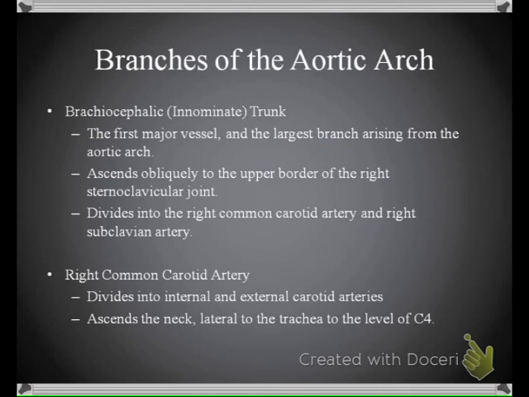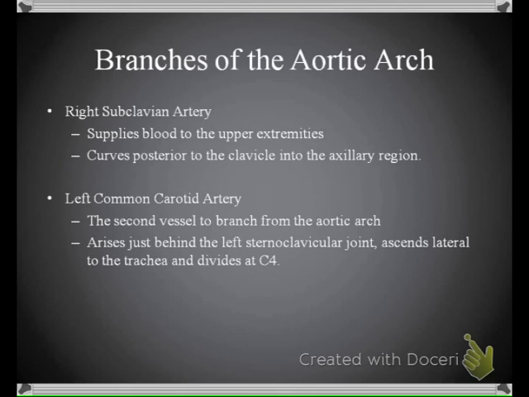So the branches of the aortic arch. We have the brachiocephalic, or the nominate trunk. It's the first major vessel and the largest branch arising from the aortic arch. It ascends obliquely to the upper border of the right sternoclavicular joint, and it divides into the right common carotid artery and the right subclavian artery. The right common carotid artery divides into internal and external carotid arteries and ascends the neck lateral to the trachea to the level of C4.